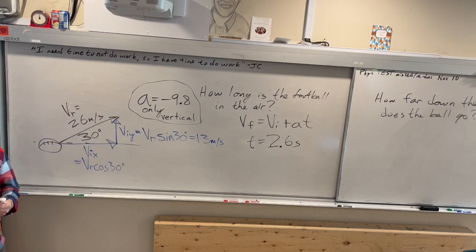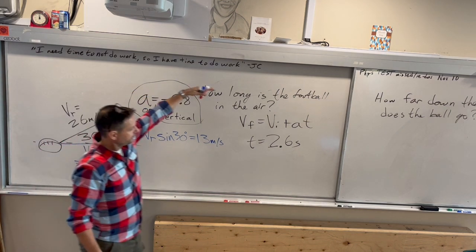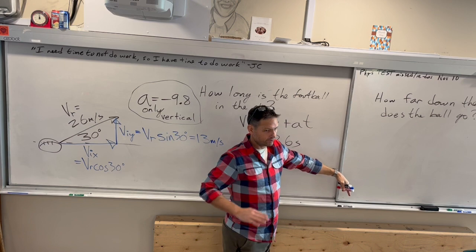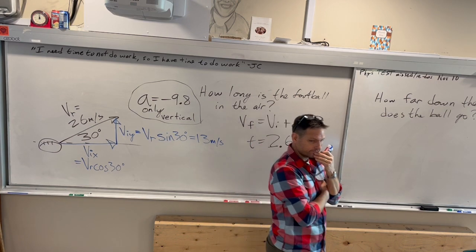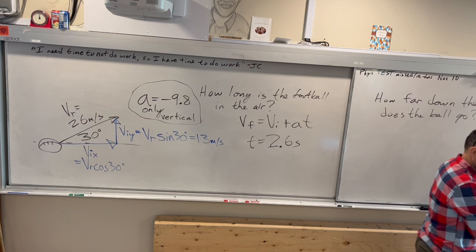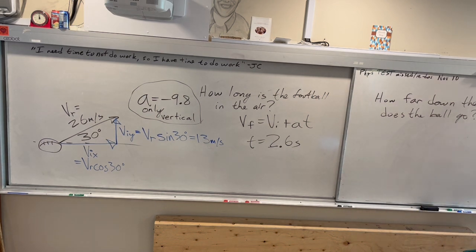How are you going to find out how far it goes horizontally? I think we will use the Vix because that's the horizontal velocity. Don't worry about the bounce. Horizontal velocity. You already did this. It's the horizontal, it's always constant, and you just plug it in. We did this in the Michael Jordan problem.